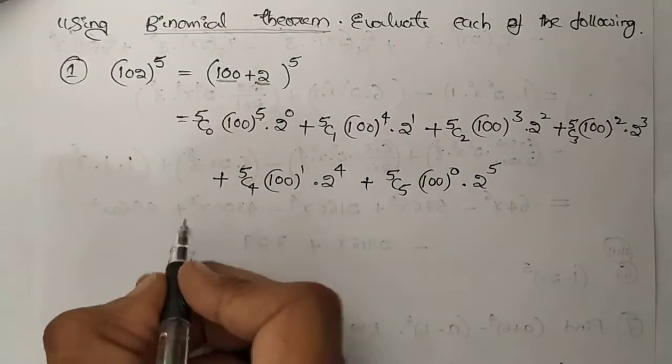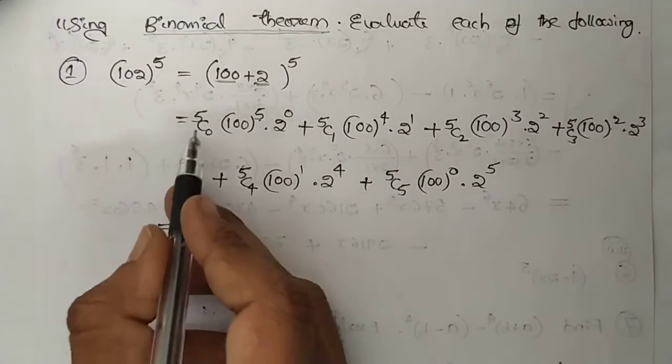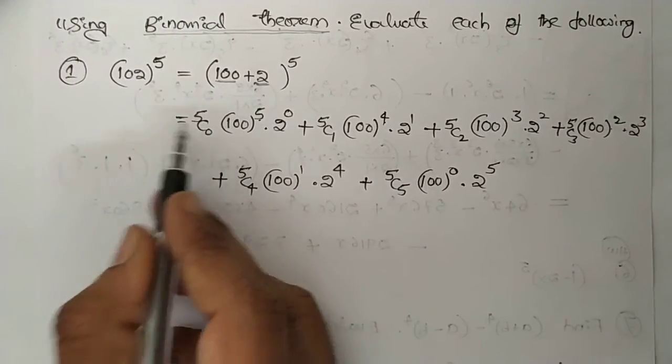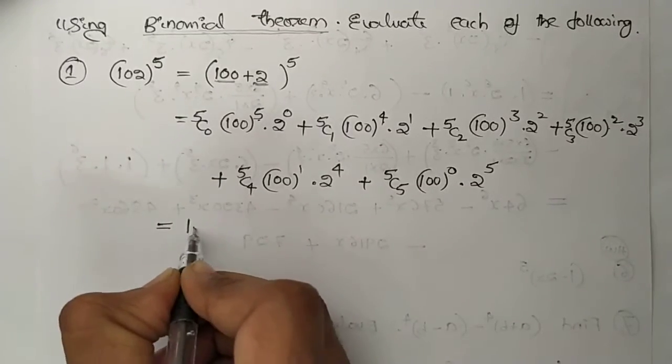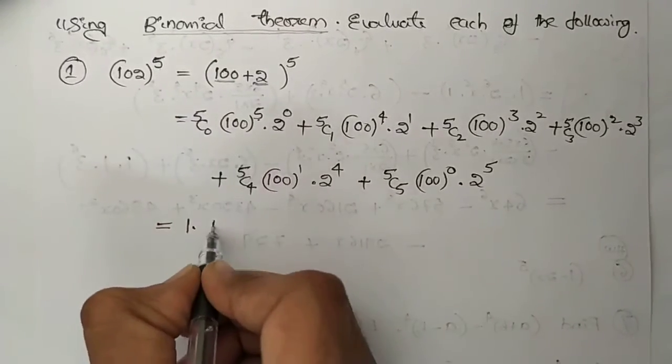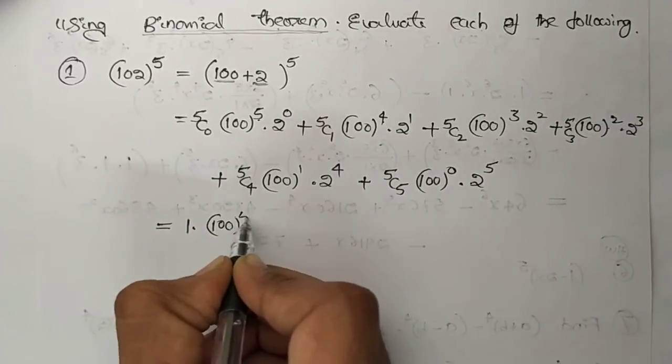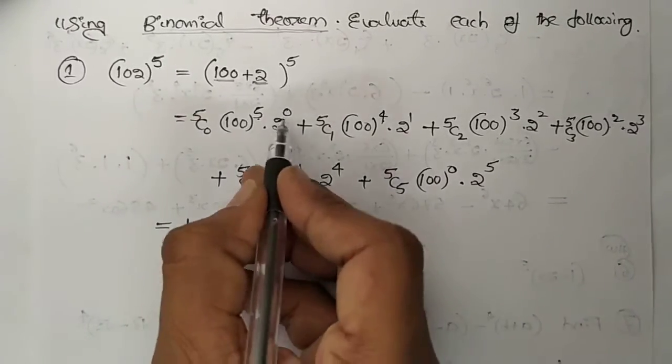Now you can simplify. The value of 5C0 is what? 1 into 100 whole power 5. You can keep it as 100 whole power 5, later we will simplify. Into 2 power 0, which is 1.